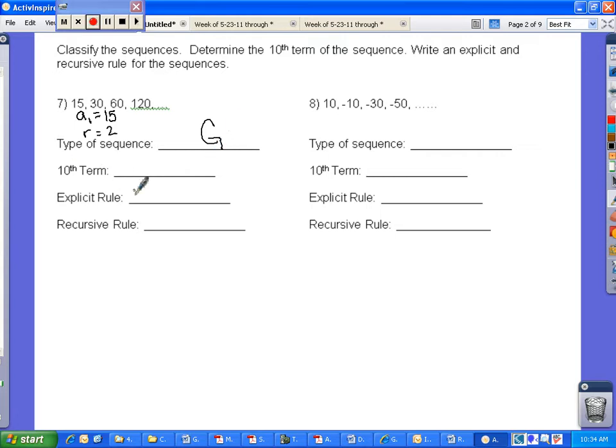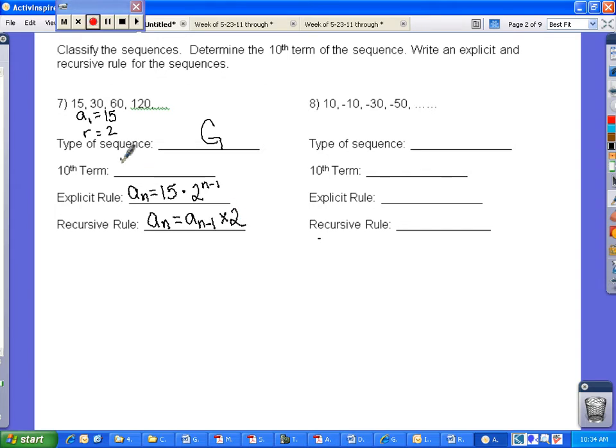Easiest thing is to go ahead and write the explicit rule next. So a sub n equals the first term, which is 15, times the common ratio of 2 to the n minus 1 power. Then you're going to want to write the recursive rule. And for this one, you're going to multiply by 2 each time. So you take the term before, which is a sub n minus 1, and you're going to multiply it by 2.